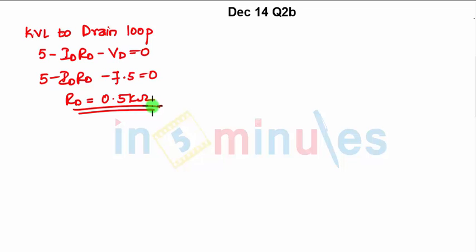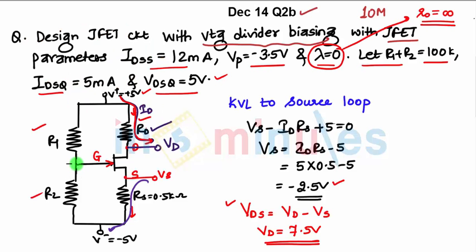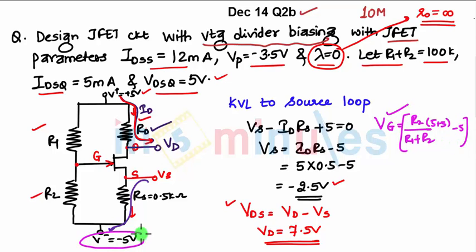Now we need to find the values of R1 and R2. When you look at the diagram, we can write the voltage at the gate, Vg, as R2 upon R1 plus R2 into 5 minus of minus 5, which will be plus 5, the whole minus 5. This will be the voltage at the gate, because you have two voltage sources over here, one is plus 5 and another is minus 5. So this is the equation for Vg.